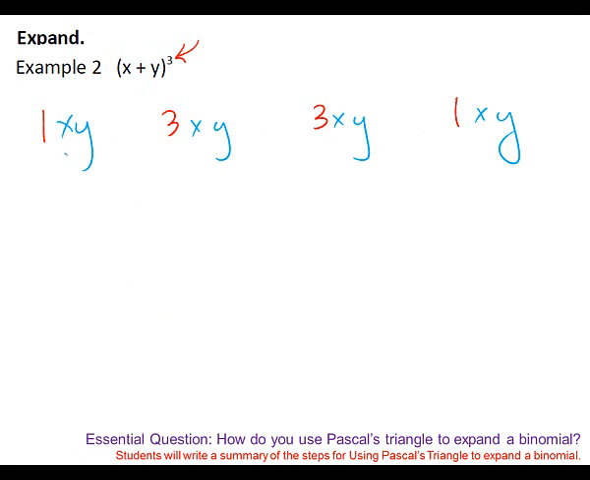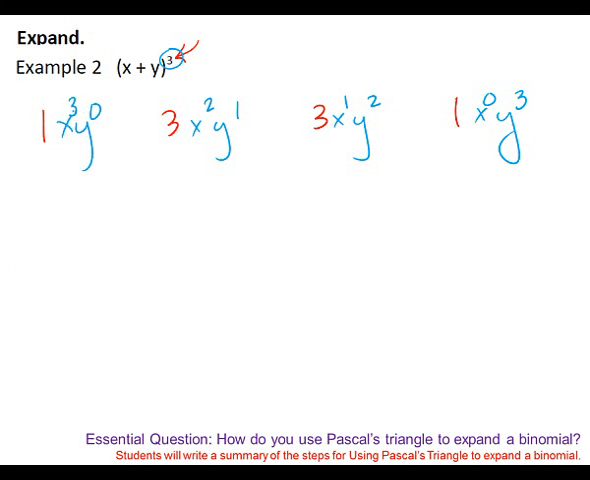Then I'm going to count down first. I'm always going to start with whatever this exponent is. So I'm going to go 3, 2, 1, 0. Then I'm going to come back here and do that again, but I'm going to start with my 3 at the right end on the y. So 3, 2, 1, 0.